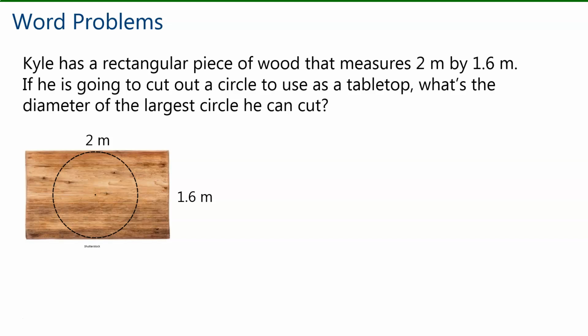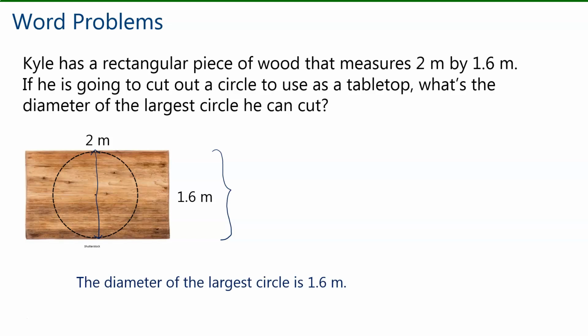Now what we're looking for is the diameter. So that's the distance here going down through the center all the way down. And you can see that that's essentially the same as the width of the piece of board. So we can say that the diameter of the largest circle is 1.6 meters.